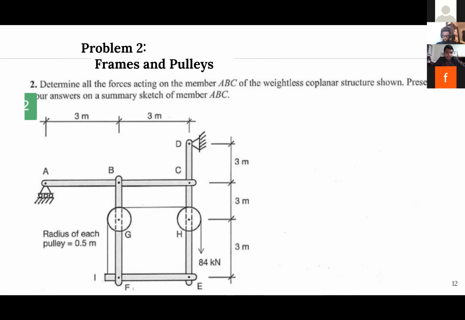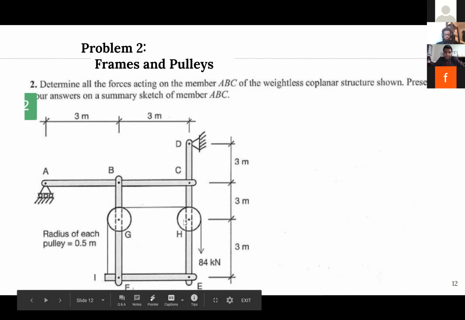Present your answers on a summary sketch of member ABC. Just a few things we want to determine initially. We're only asked for forces acting on point A, point B, and point C, as in member ABC. So really try to gear our solution towards the fastest way to find what we need. There might not be a need to find every single force in the frame. Let's just try to figure out what we actually need.